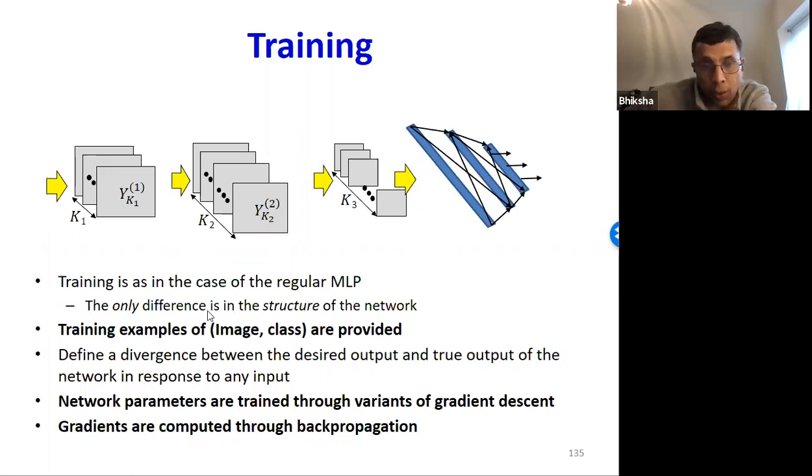So training, this is just like a regular MLP. The only difference is in the structure of the network. Remember, eventually, if it's a scanning MLP, it's like one giant MLP. And so now you can just provide examples of inputs and labels, which for images would be images and their class. Then you define a divergence between the desired output and the true output. And then the network parameters are trained through gradient descent. The gradients of the parameters are computed through backpropagation.